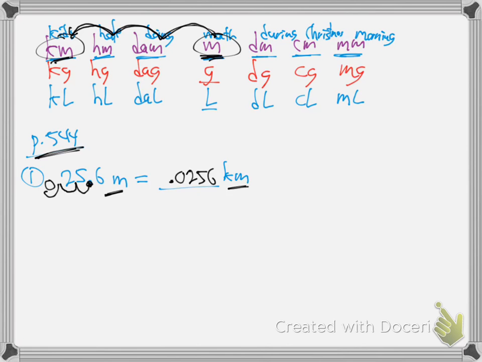That's our answer, done. No calculator needed, no fractions required. Just move the decimal. Did everybody see that? I was going from meter to kilometer. On the chart, meter to kilometer was 3 jumps left. So I took the decimal and went 3 jumps left. Done.